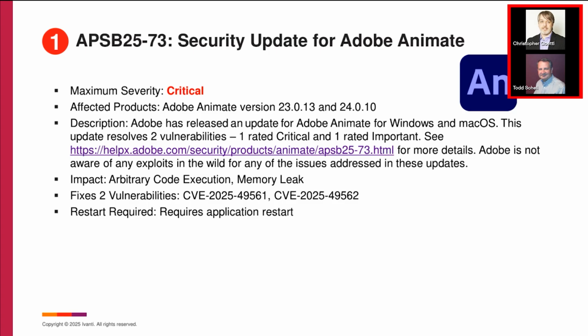Chris also mentioned that we saw a number of Creative Cloud updates. I have included those on the list here. We'll go through them pretty quickly. There was an update for the latest version of Adobe Animate. 2 vulnerabilities. A lot of these were rated critical. In this case, there's 1 critical and 1 important, but you'll see in the upcoming bulletins that there are a lot of critical vulnerabilities reported.